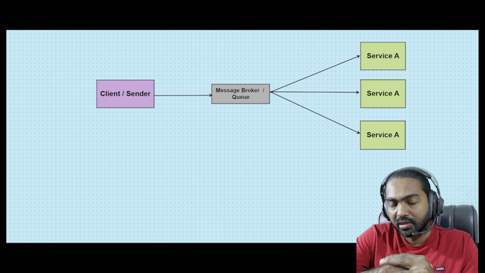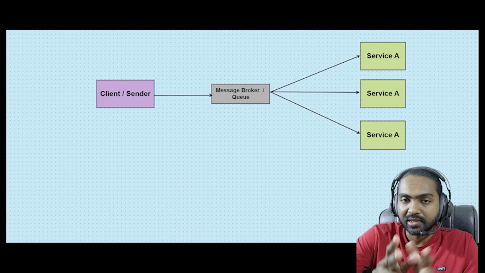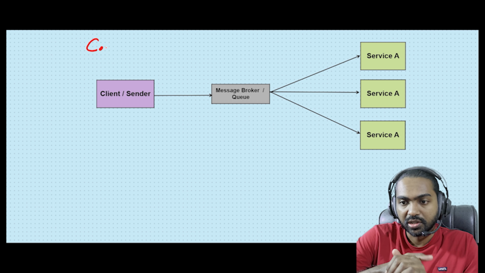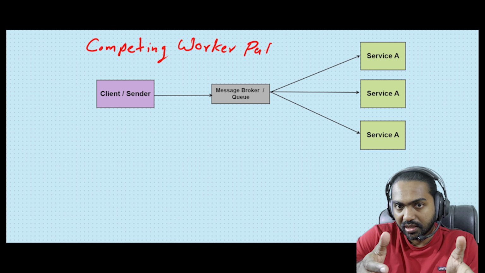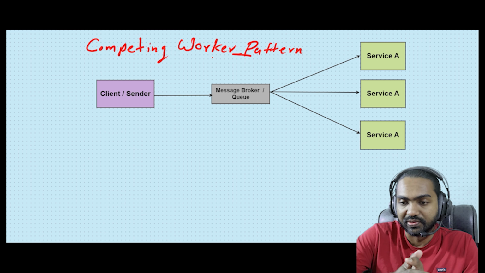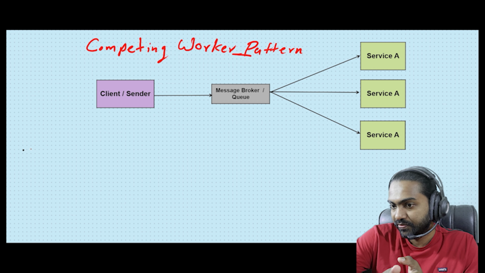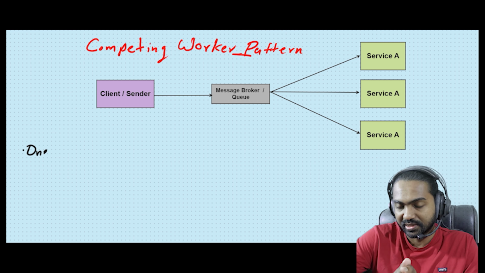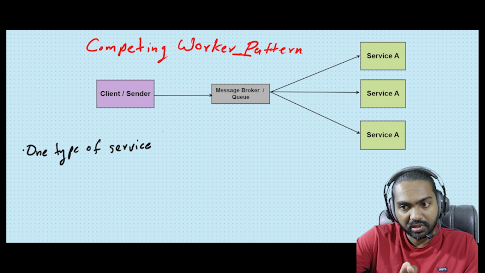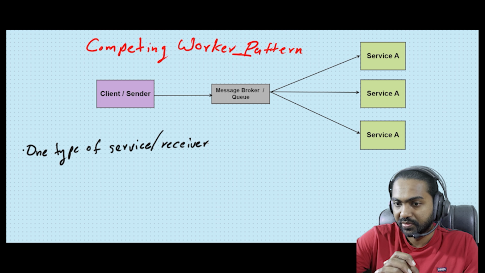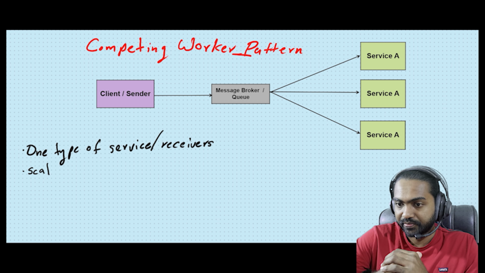Okay, let's move to the first queuing pattern that is used in asynchronous communication. That is the competing workers pattern. So in this competing workers pattern, you can see the client, message broker, and the message receiver. Client sends the message to the message broker, and the receiving service listens to the messages. Only one type of service or receiver type will listen to the messages. This is a scaling supporting queuing pattern.